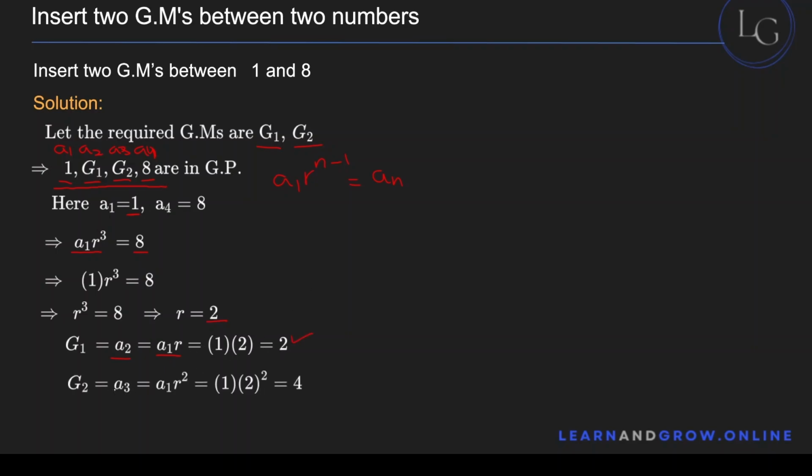Similarly for G2, G2 is equal to A3. To find A3, it will become A1 into R raised to the power 3 minus 1, which is A1 into R square. A1 is 1, R is 2, so 1 into 2 square, which means that G2 is equal to 4. Hence, we found the values of G1 and G2, which are the two geometric means inserted between 1 and 8.